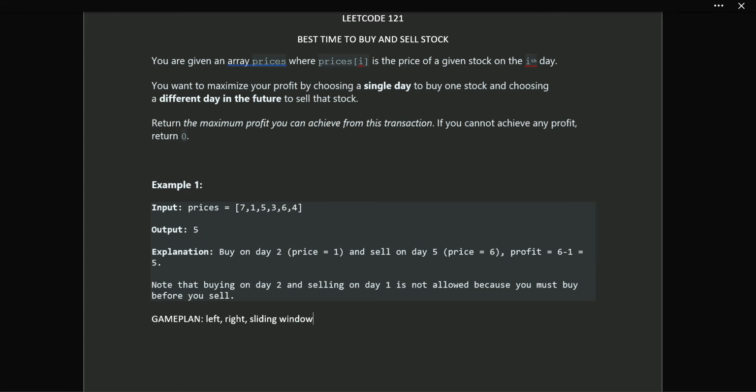To show you what I mean, if you had your left index right here at 7 and your right index at 1, well, you know that 1 is less than 7. So there's no reason for you to use that 7. So move your left index to 1 and your new right to 5. All of a sudden you have a $4 profit. That's great. That's in the right direction.